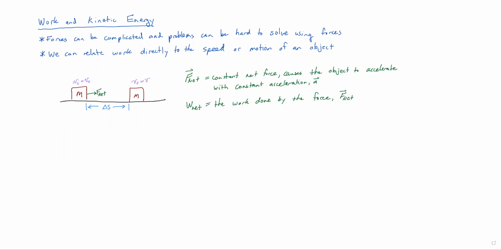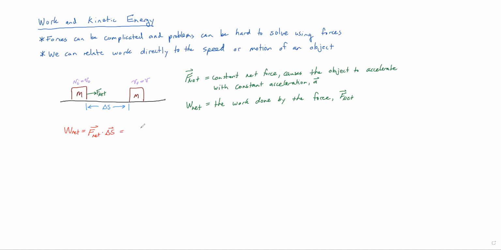So now we're going to define the work due to this net force. That'll be W net, the work done by this force F net. We're not looking at what makes up that net force. We're just saying that there is work done by this net force. So now I just want to work out the mathematics. W net, we know, will be the force F net dotted with the displacement delta S.